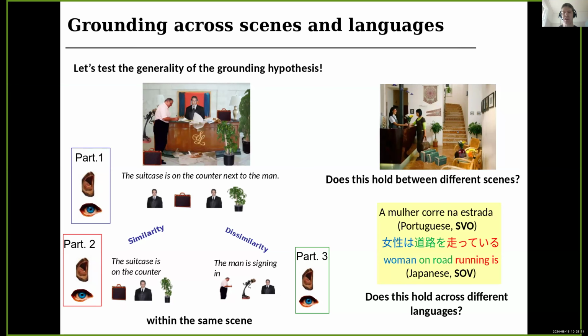And the second question is what happens in other languages. In particular, we're going to look at Portuguese and Japanese. So Portuguese is relatively similar to English, has the same word order, for example, SVO, whereas Japanese has a different word order, is verb final. There are lots of other differences from English in those two languages. And now the question is, does our effect of the correlation between scan pattern similarity and sentence similarity actually generalize to those languages?